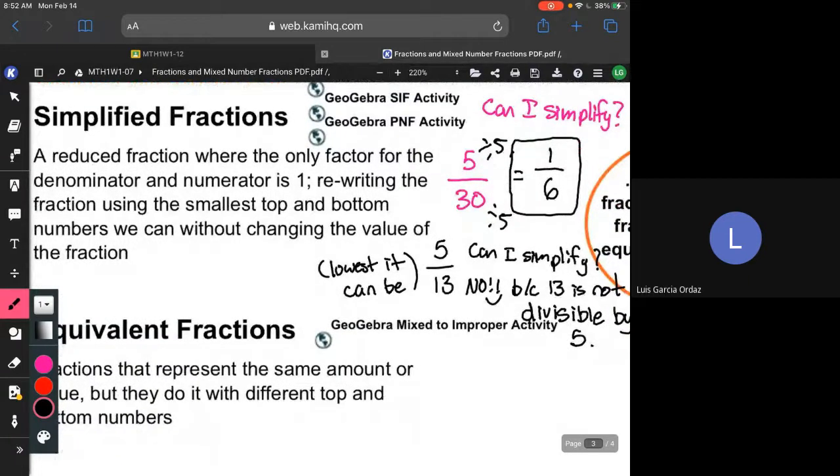And like I said, even if we use our calculator, 5 divided by 30 gives me the decimal 0.1666 repeated. And 1 divided by 6 should give me that same decimal because it is simplified, and it gives me 0.1666.